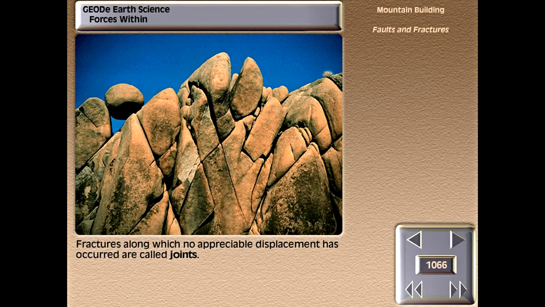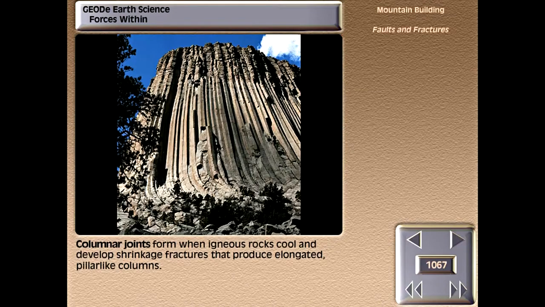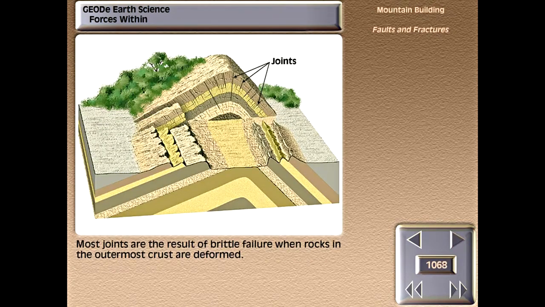Fractures along which no appreciable displacement has occurred are called joints. Columnar joints form when igneous rocks cool and develop shrinkage fractures that produce elongated pillar-like columns. Most joints are the result of brittle failure, when rocks in the outermost crust are deformed.